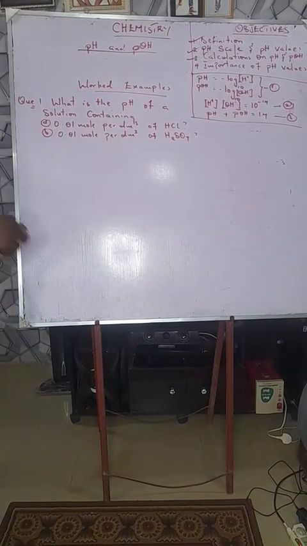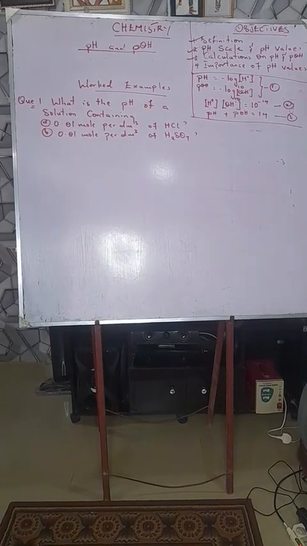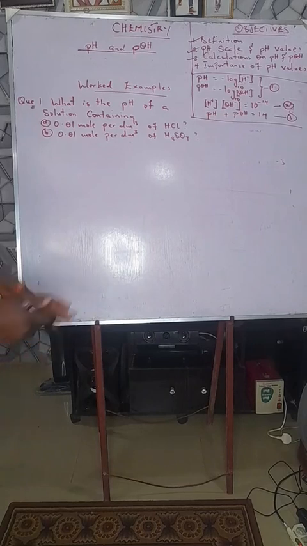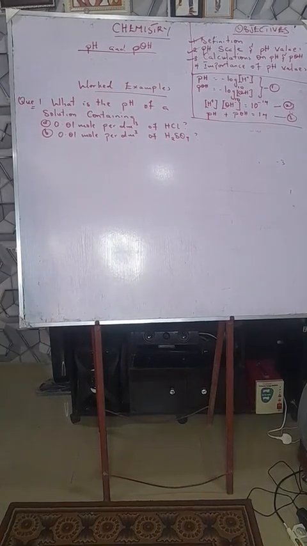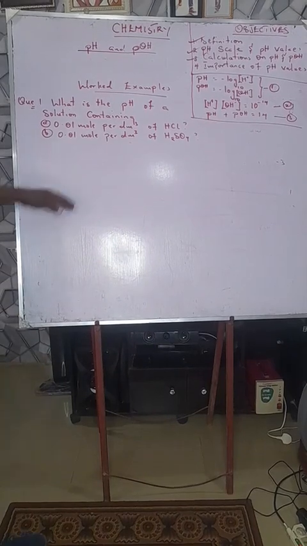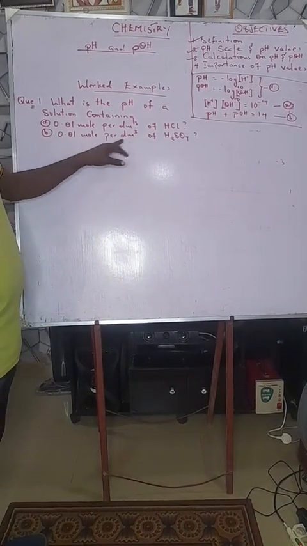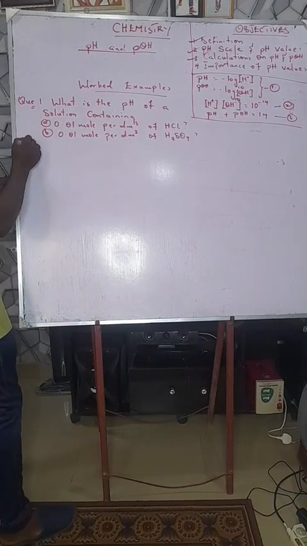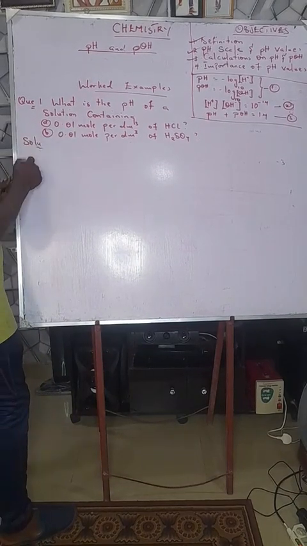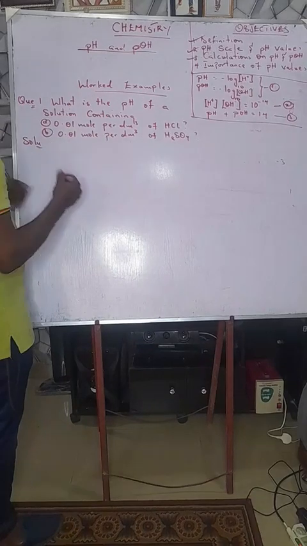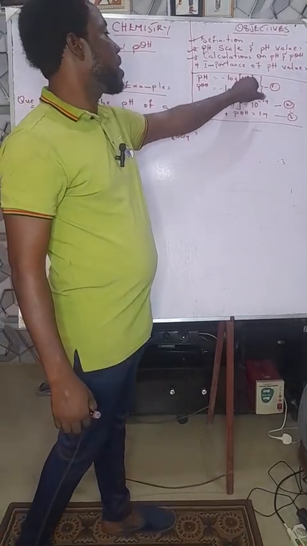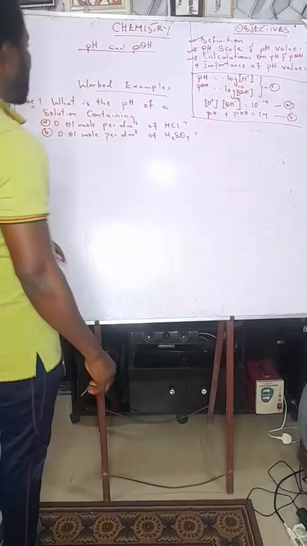Now look at this question. What is the pH of a solution containing A, 0.01 mole per dm³ of HCl, B, 0.01 mole per dm³ of H2SO4. Now I'm going to write my solution. We are told to calculate pH. What's the formula for pH? pH is equal to negative logarithm of hydrogen ion concentration to base 10.